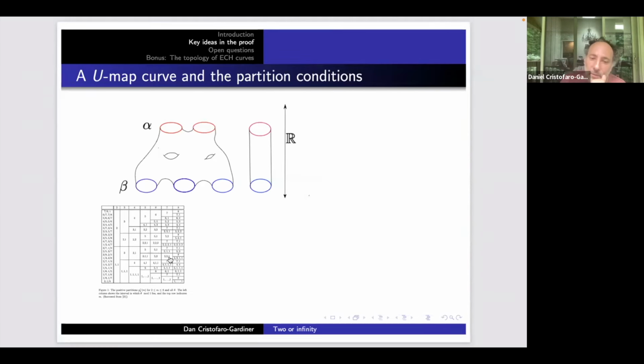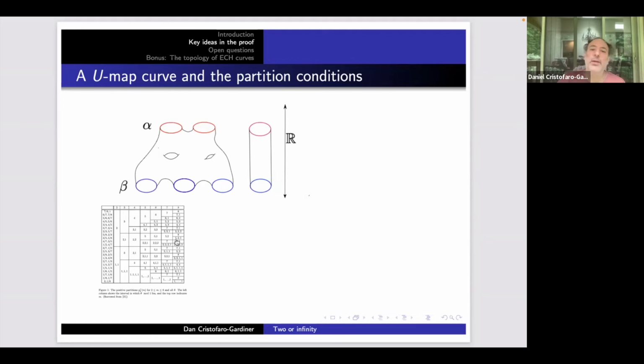And this chart over here from Hutchings's book actually tells you how this combinatorics goes. It says that if you're an ECH curve, on the left-hand side you get the rotation number, and on the right-hand side you get the combinatorics of how the ends look. Okay, so that turns out to be very important in the proof.